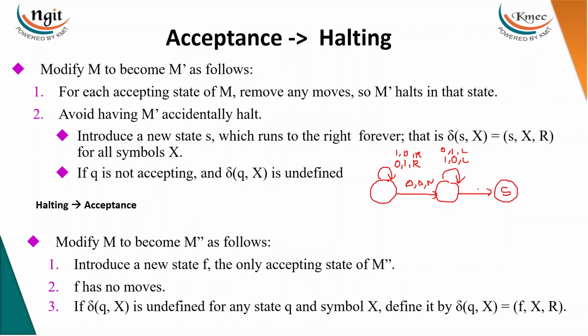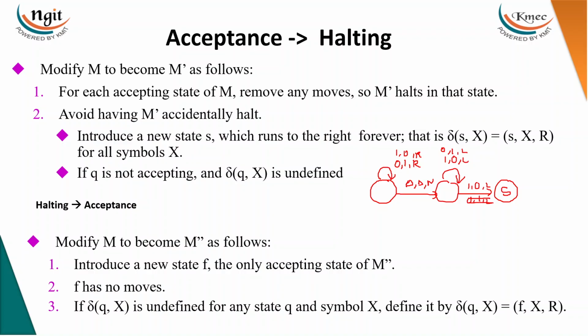Then how can I say that it is not accepted? You should not define any movements here. If you define them, then the machine will halt, and we can say that it is accepted. Halting means accepting. Then how can you say that it is rejected? You should not define such movements. For example, if you say that for 0 it should not accept, then don't give this movement.